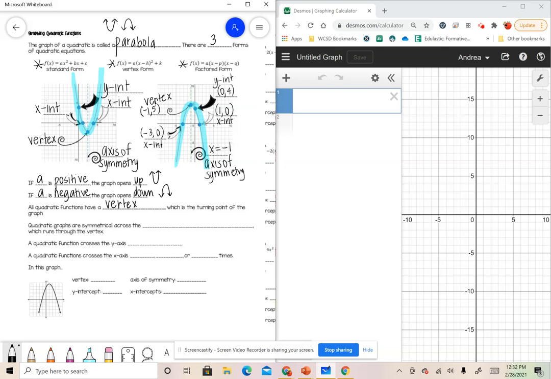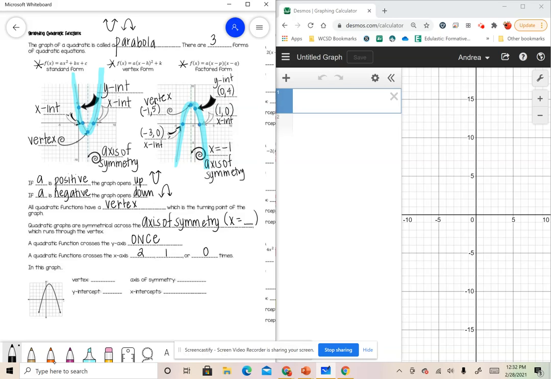Quadratic graphs are symmetrical across the axis of symmetry. Axis of symmetry, and remember, it's always x equals the x coordinate of your vertex. A quadratic function can only have one y-intercept, but it can cross the x-axis twice, once, or no times, and that's okay. Twice, once, or no times.